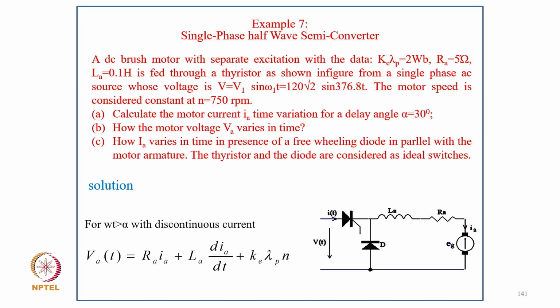Calculate the motor current IA time variation for delay angle alpha equal to 30, how the motor voltage VA varies in time, and how IA varies in presence of a freewheeling diode in parallel with the motor armature, and thyristor and diode are considered to be ideal.